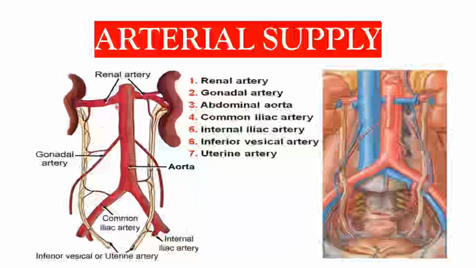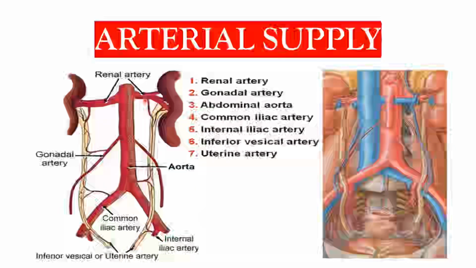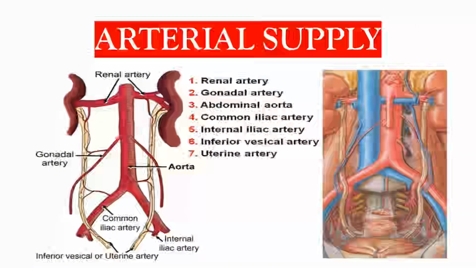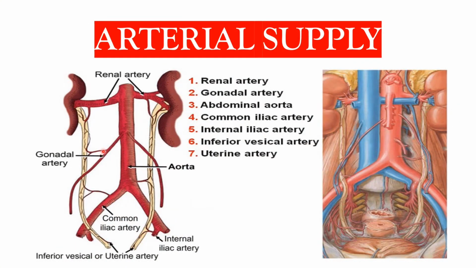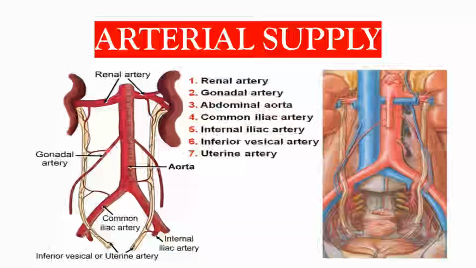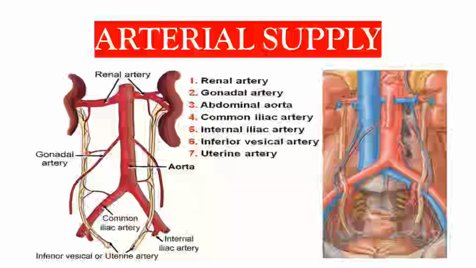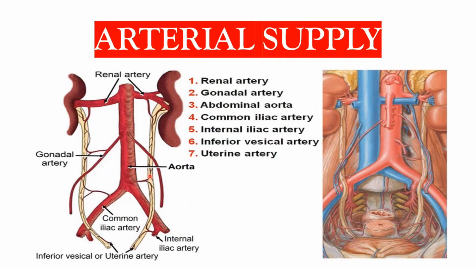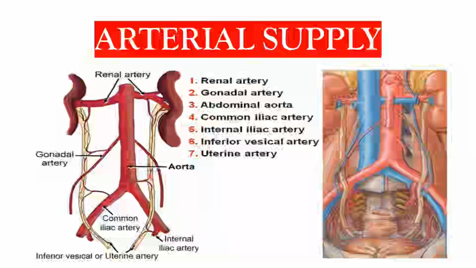So you can see this is the renal artery. There's a branch coming from the renal artery to supply the ureter. Okay. Then this is the gonadal artery. There's a branch from the gonadal artery supplying the ureter as we descend, right? Then we have the abdominal aorta itself. You can see a branch from the abdominal aorta also giving arterial supply to the ureter.